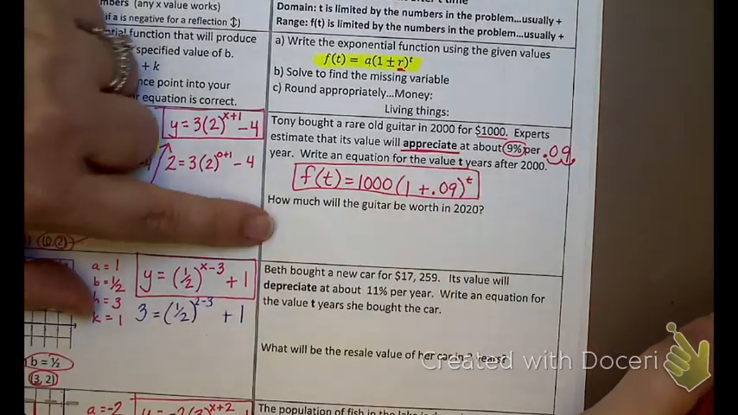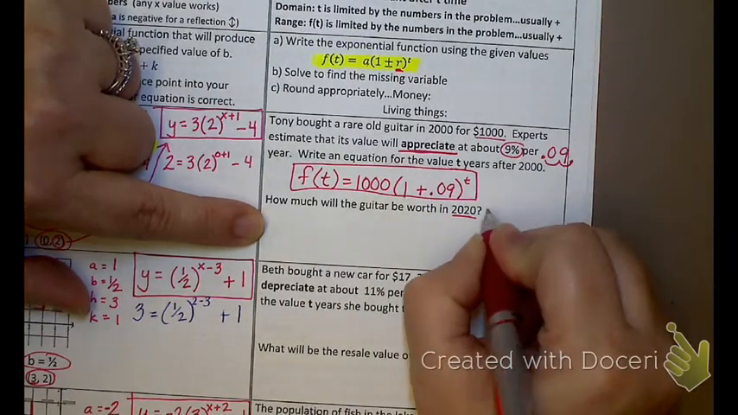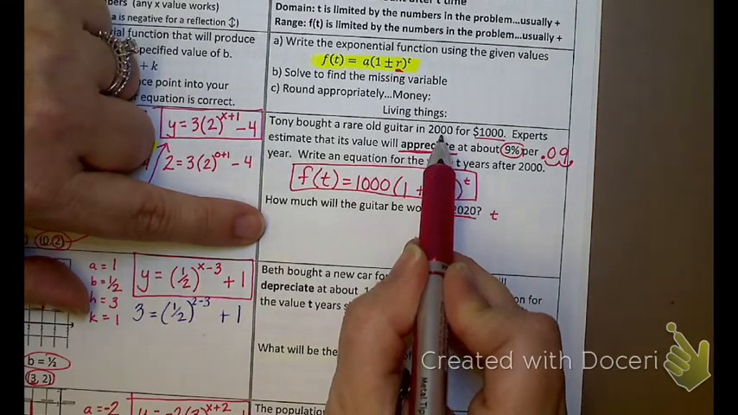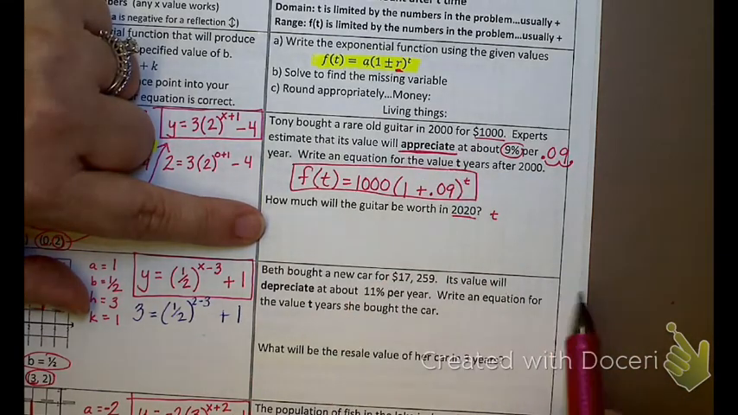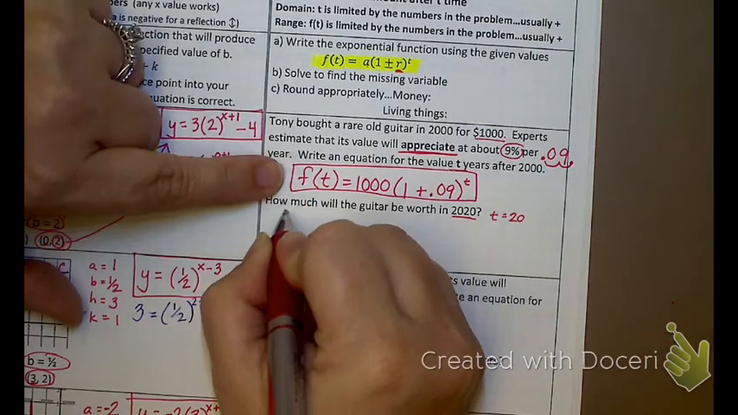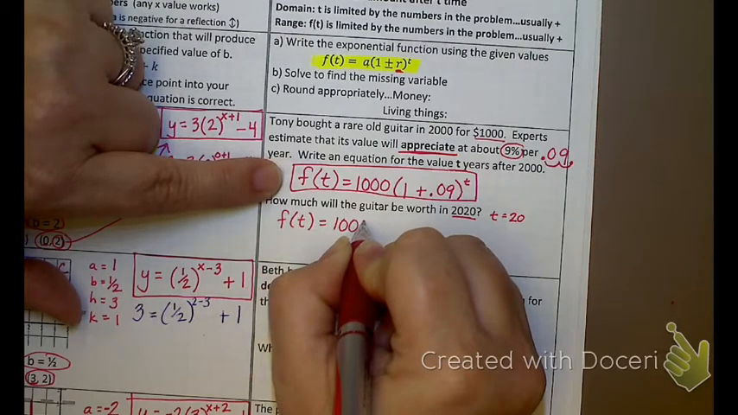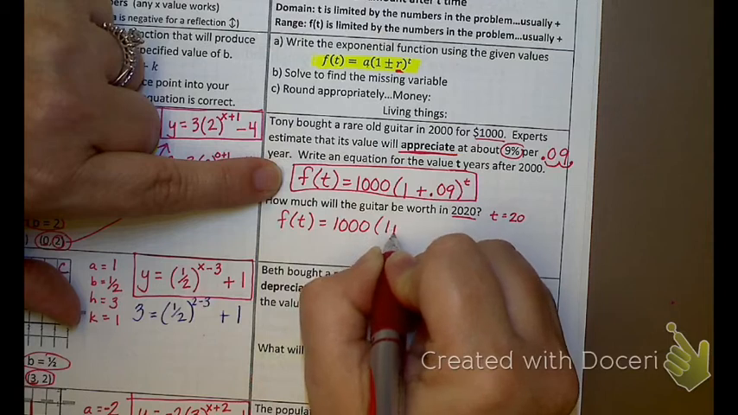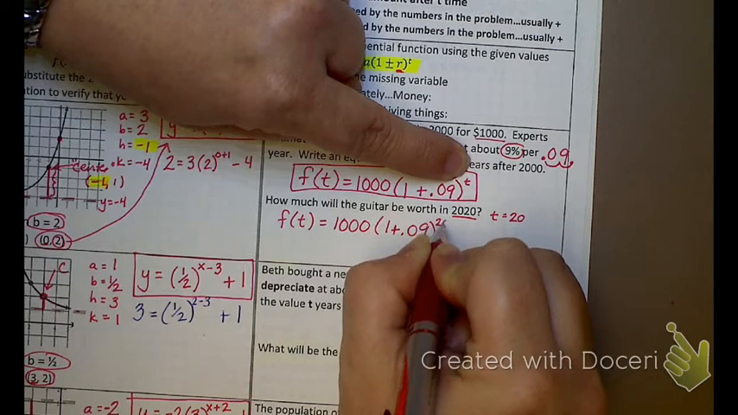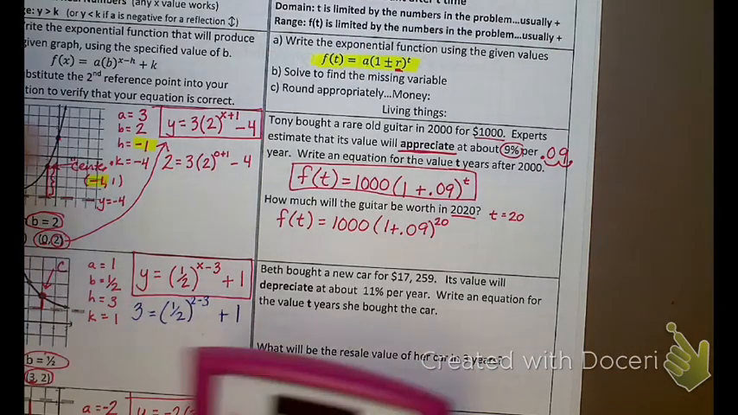And then the second part of the question says, how much will the guitar be worth in 2020? Well, they're giving me a T value to plug in. Remember, T is the number of years after 2000. Well, how far is 2020 after 2000? That would be 20 years. So I just need to take F of T equals 1,000 times 1 plus 0.09, and instead of T, I'm going to write 20.